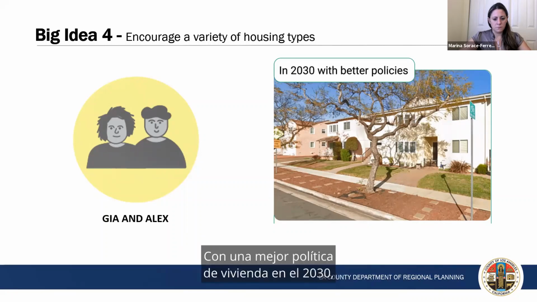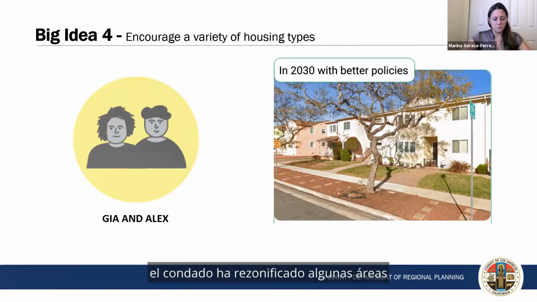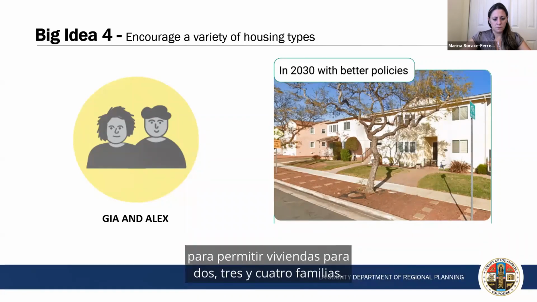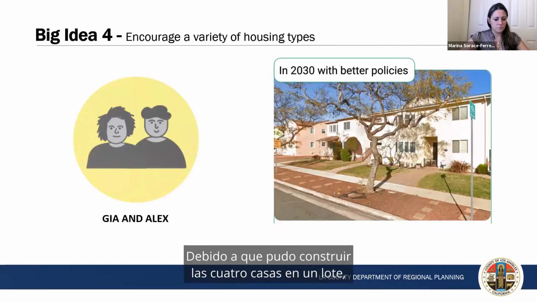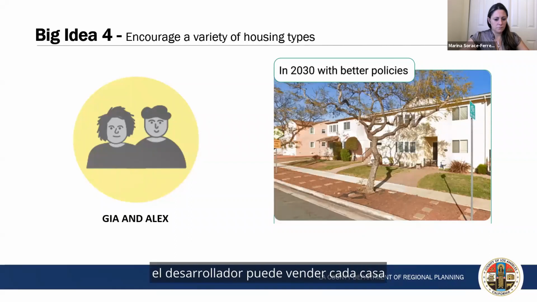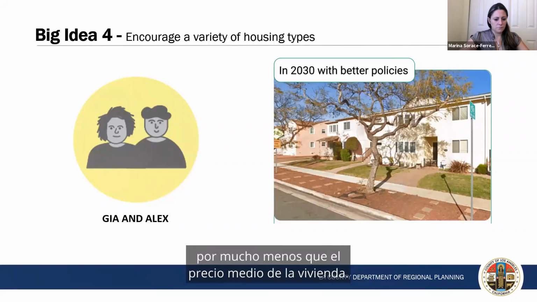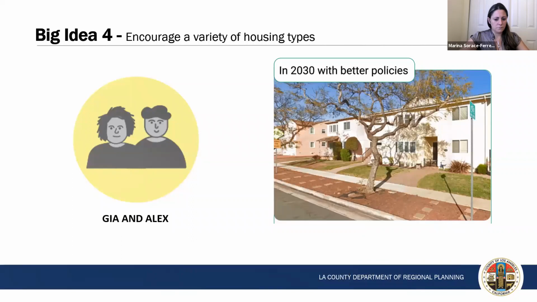With better housing policy in place in 2030, the county has rezoned some areas to allow for 2, 3, and 4 family housing. A local developer purchases a dilapidated single-family home and develops the property into 4 compact homes. Because he was able to build the 4 homes on a lot, the developer is able to sell each home for significantly less than the median home price.